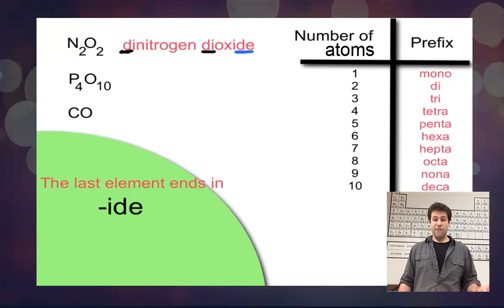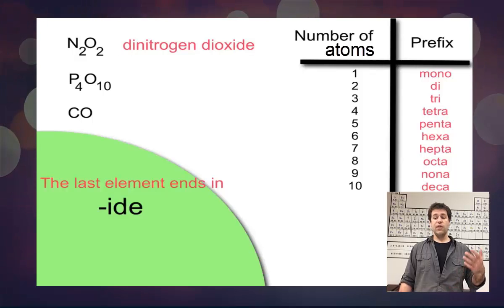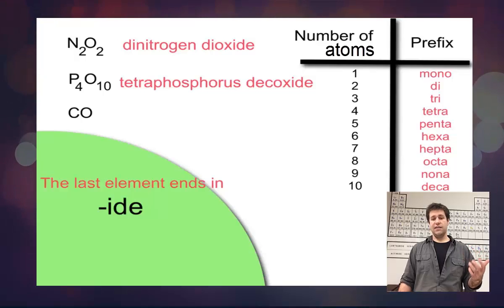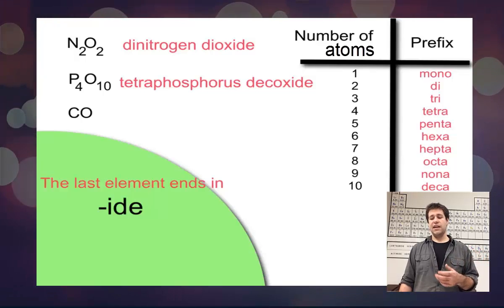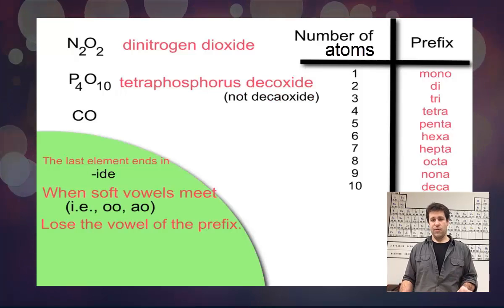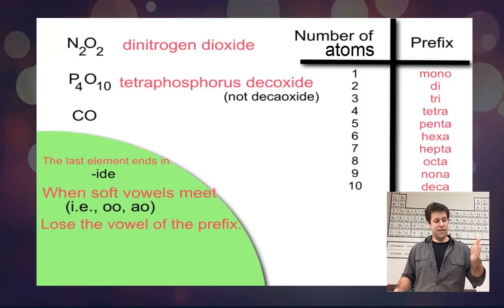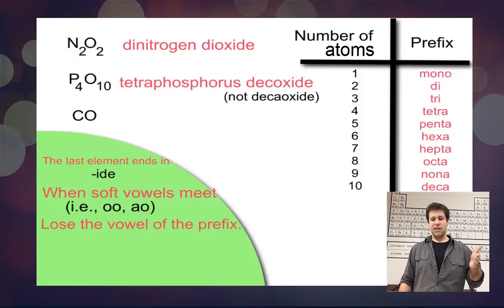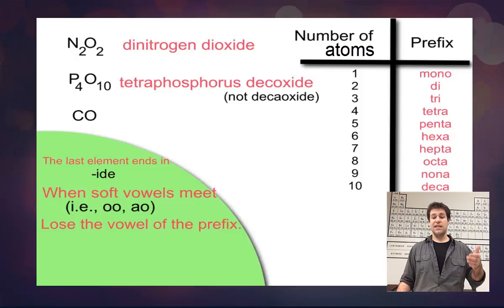Next example, we have 4 phosphorus and 10 oxygen. So tetra for 4, phosphorus, deca for 10, and oxide. So tetraphosphorus decoxide. You'll notice we lost a letter. It's not decaoxide, it's decoxide. When you have 2 soft vowels together, so an A and an O, you get rid of the vowel that's on the prefix. Because we don't say decaoxide, we say decoxide. It makes it much smoother.